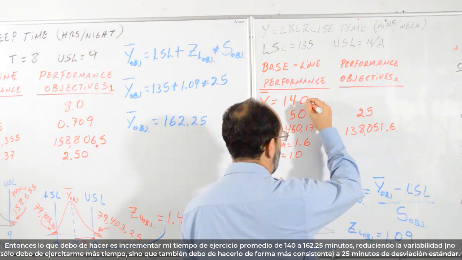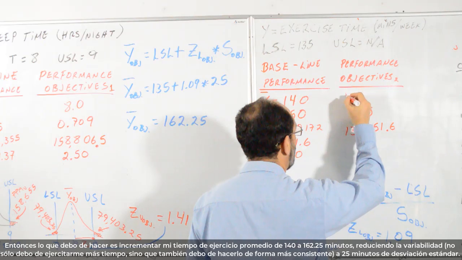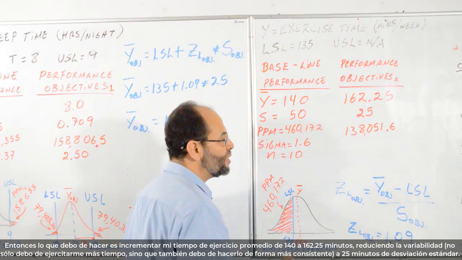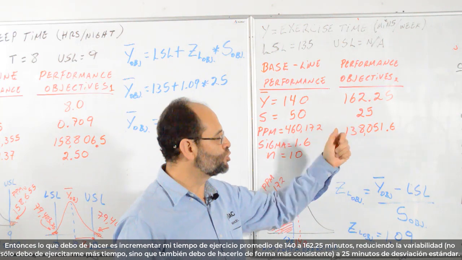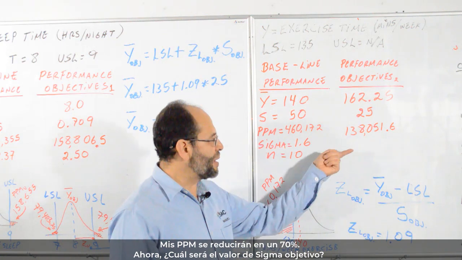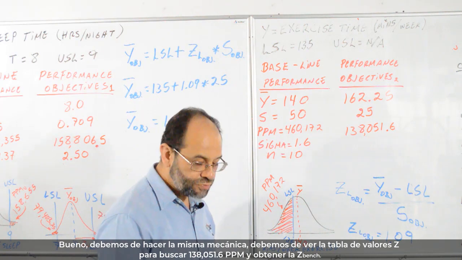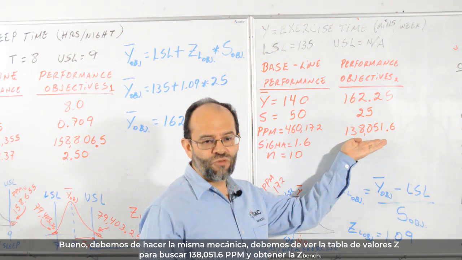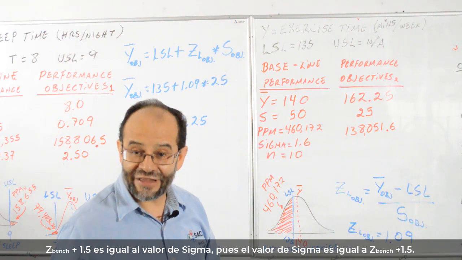Then I have to increase my exercise time average from 140 to 162.25, reducing the variability. Also, I have to exercise more time and more consistently, reducing variability to 25 minutes standard deviation. And my ppms will be reduced by 70%. Now, what will be the sigma value? Well, we have to do the same mechanics. We have to take a look at the table for this value, and that's going to be the z-bench. Z-bench plus 1.5, that's the sigma value.